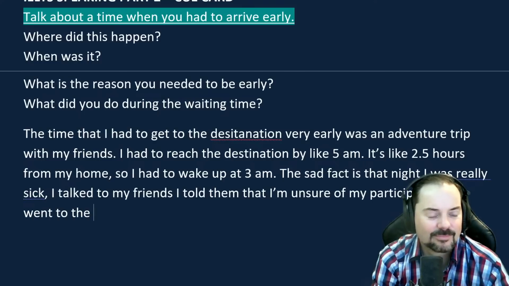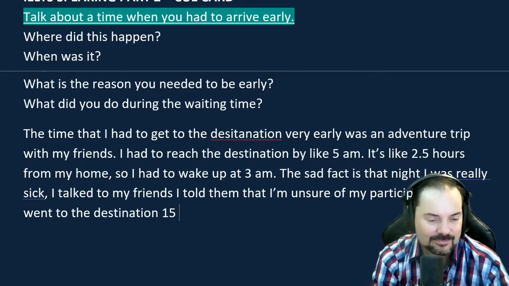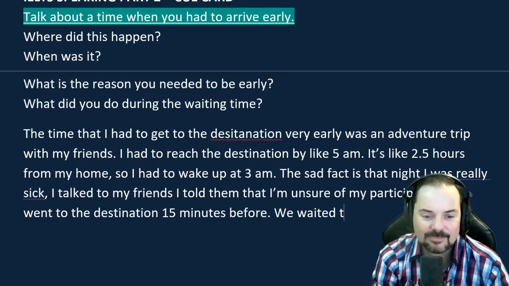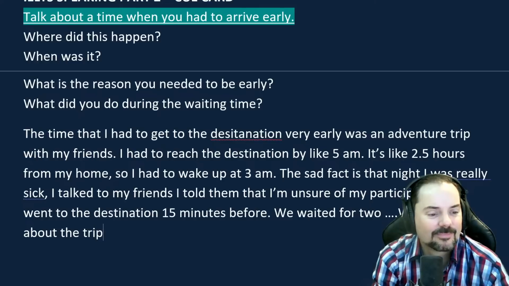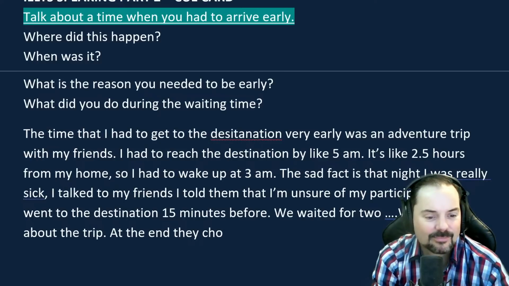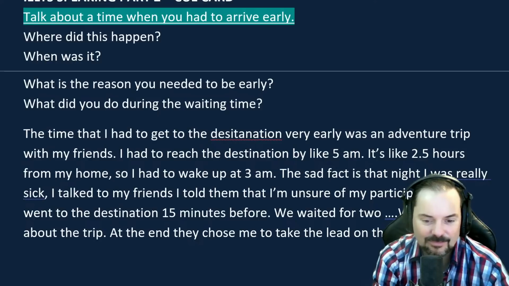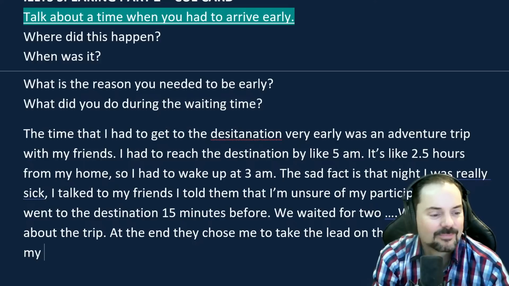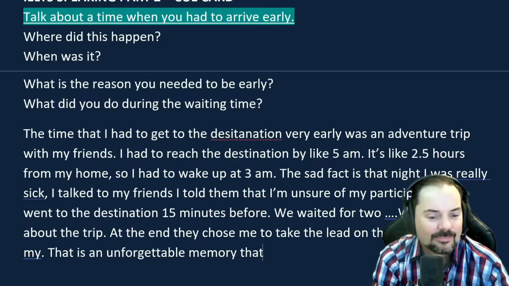At that time we were waiting for two more friends to reach the destination, and we planned the trip and the timing and everything. At the end, they chose me to take the lead for the trip, since I had the navigation and everything with me. So yeah, that was an unforgettable memory. We were able to reach the destination at the right time, at the place called Ilavira Punyara.